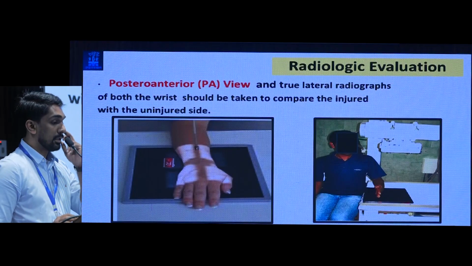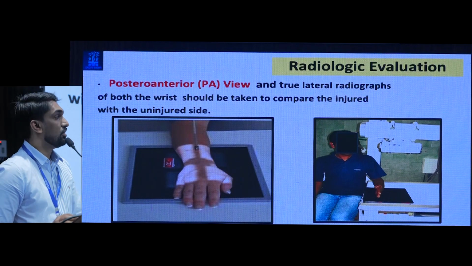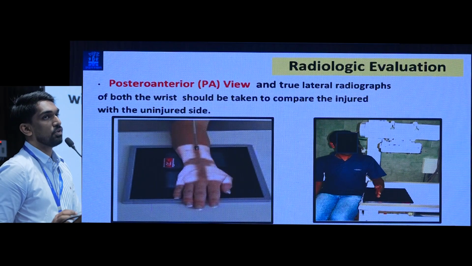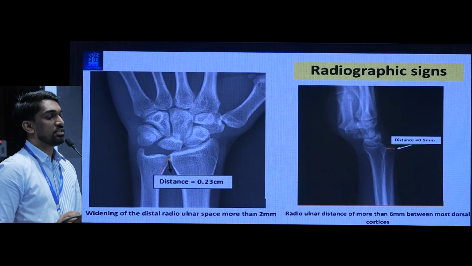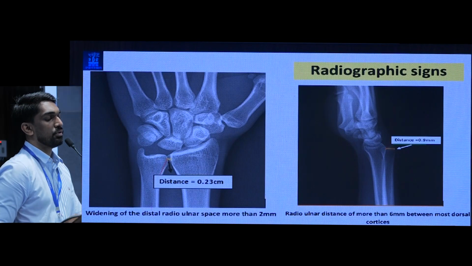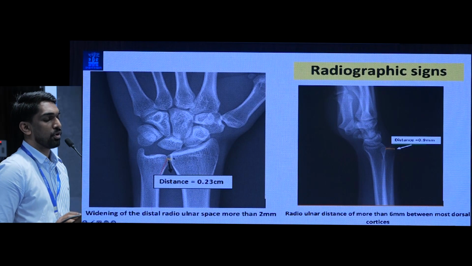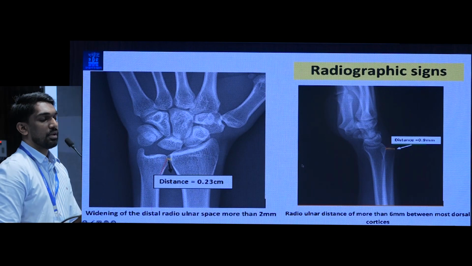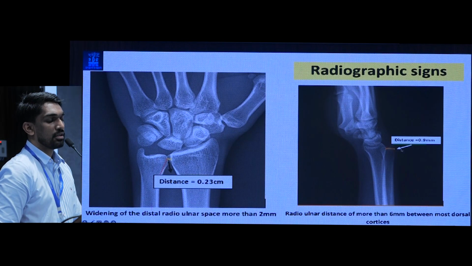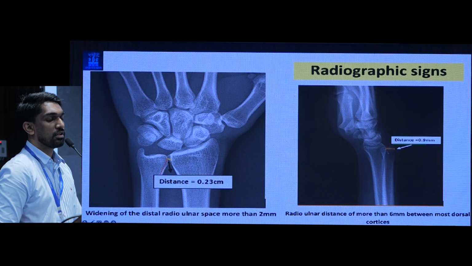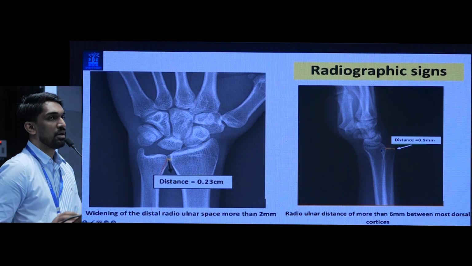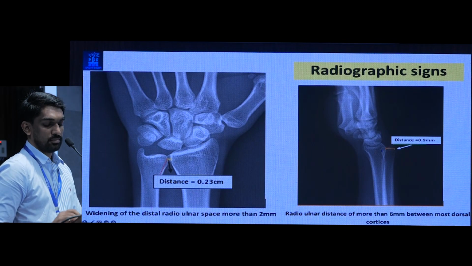So for the radiological evaluation, the important thing is you have to get a postero-anterior view. It's not a wrist AP view. You have to get a wrist PA view and a true lateral view. These are the findings you will get. In a PA view, you will see widening of the distal radioulnar space of more than 2 mm, and in the lateral view there is a radioulnar distance of more than 6 mm. It has to be measured between the most dorsal cortex of the radius and the most dorsal cortex of the ulna. That is where you have to measure.